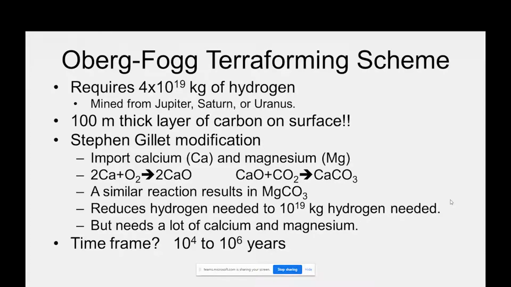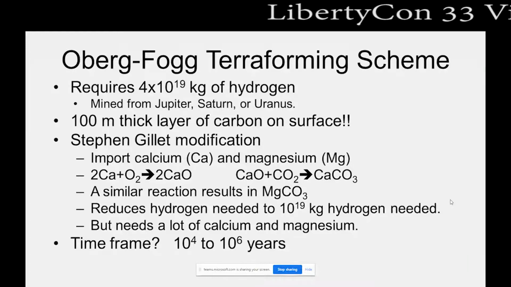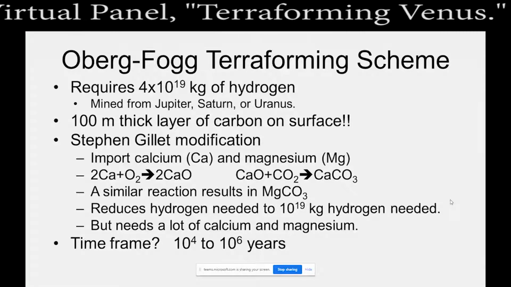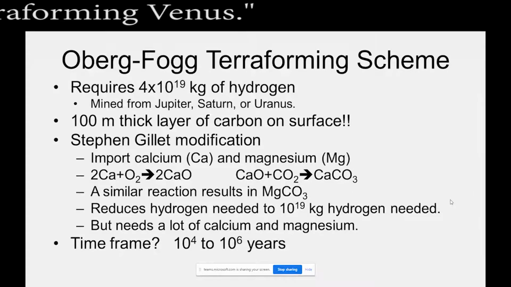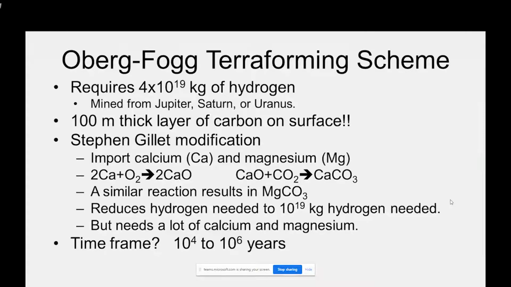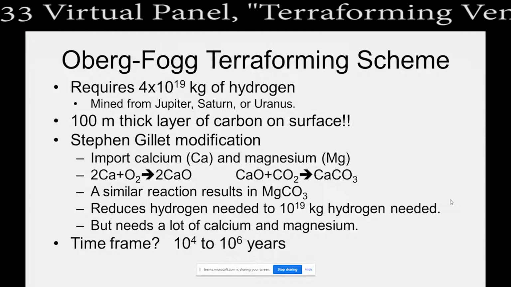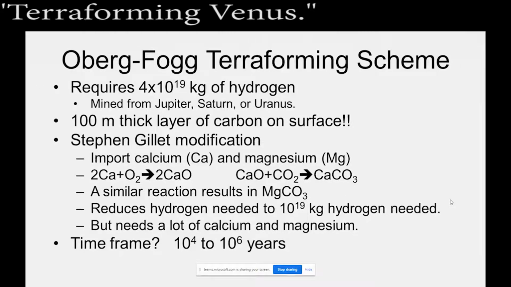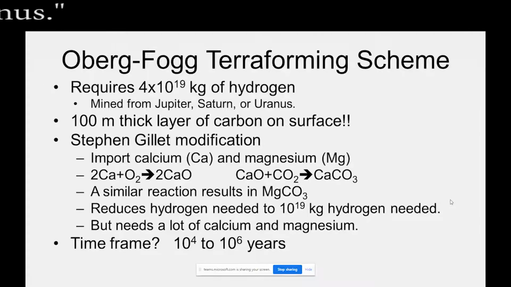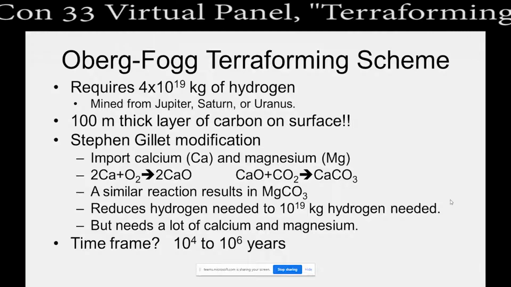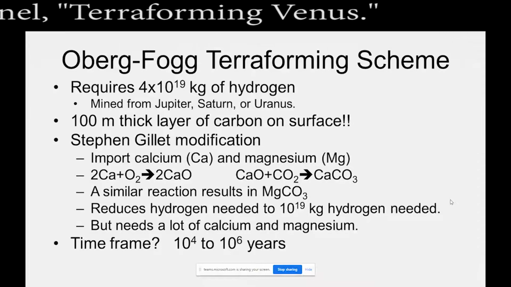Now, Stefan Gillett has offered a modification to that where you import calcium and magnesium, and that combines in a roundabout way with CO2 and forms calcium carbonates and magnesium carbonates, which we sometimes know as rocks. And this reduces how much hydrogen you need by about a factor of 4. But you need lots of calcium and magnesium. You might be able to get that from the crust. You might have to import it. It looks like Mercury might be a good place to take it from. And the time frame for this approach, they estimate 10,000 to a million years to get it going.